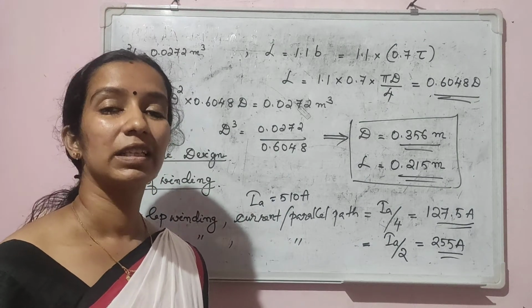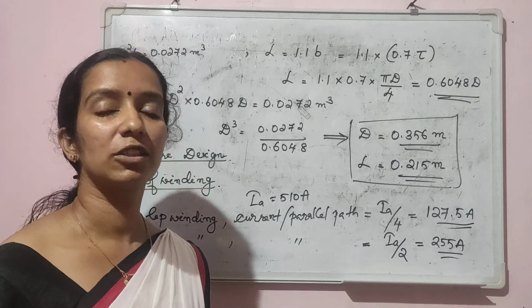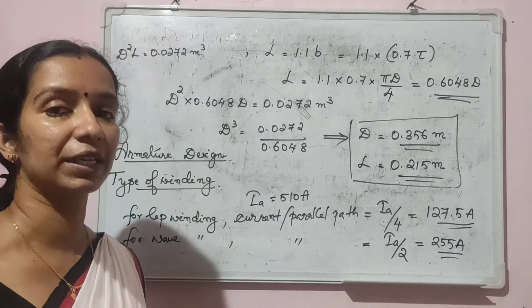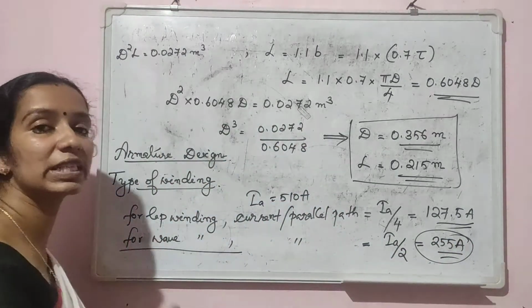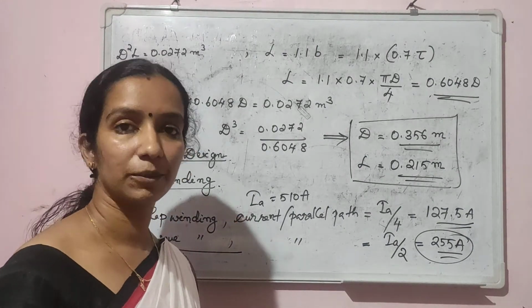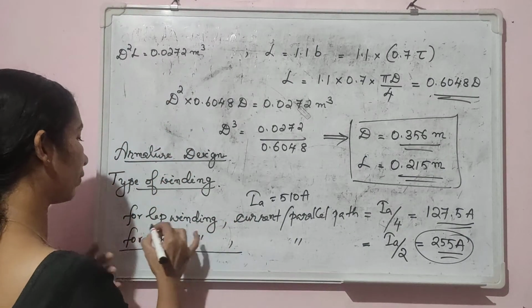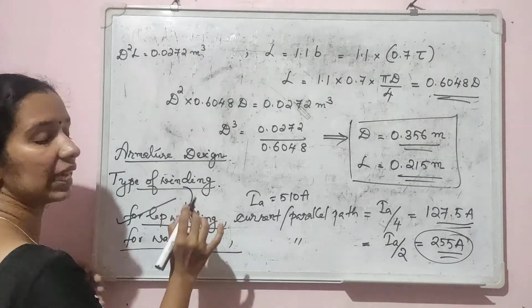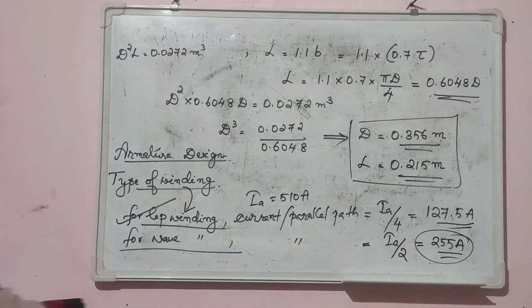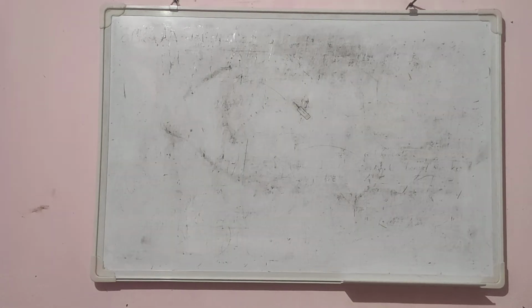And we know that the current per parallel path should not exceed 200 ampere. So that means we cannot choose this value, that is, we cannot choose a wave winding. So what is the answer? We have to go for a lap winding in this case. So the type of winding will be a lap winding. We have found out the type of winding to be used, and we have selected it as lap winding.